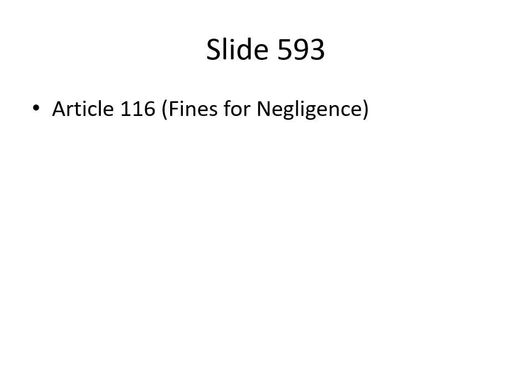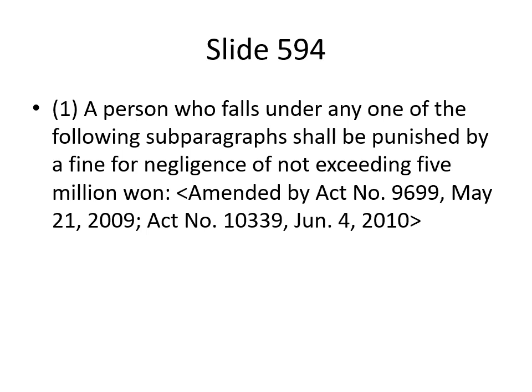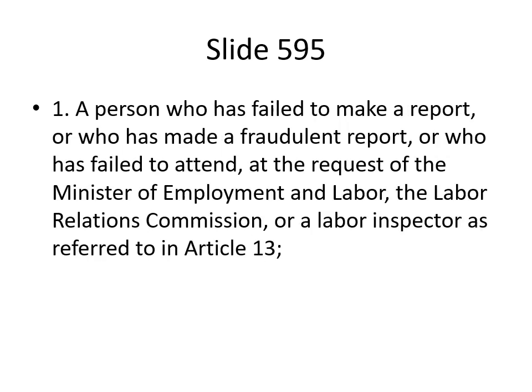Article 116, Fines for Negligence. (1) A person who falls under any one of the following subparagraphs shall be punished by a fine for negligence not exceeding 5 million won. <Amended by Act No. 9699, May 21, 2009; Act No. 10339, June 4, 2010> 1. A person who has failed to make a report, or who has made a fraudulent report, or who has failed to attend, at the request of the Minister of Employment and Labor, the Labor Relations Commission, or a labor inspector as referred to in Article 13.